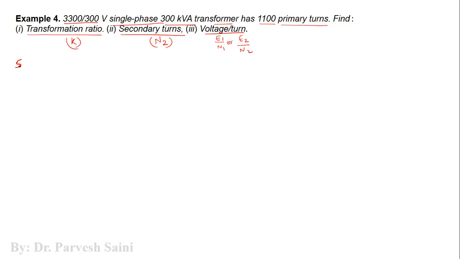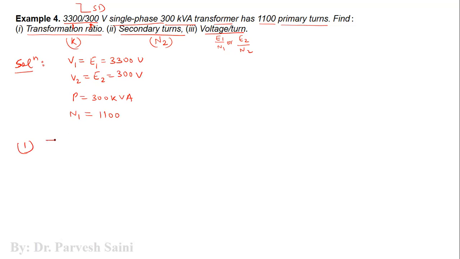So first of all, we'll write what parameters are given to us. The primary winding voltage V1 is given, which is equal to, let us say, E1. So this is equal to 3300 volt. As you can see here, this is a step down transformer, right? Because the voltage at secondary is 300 and voltage at primary is 3300. So V2 is also given, which is equal to E2, so it is equal to 300 volt here. And the power is also given, which is 300 kilovolt ampere, right? Number of turns at the primary are given, it is 1100.